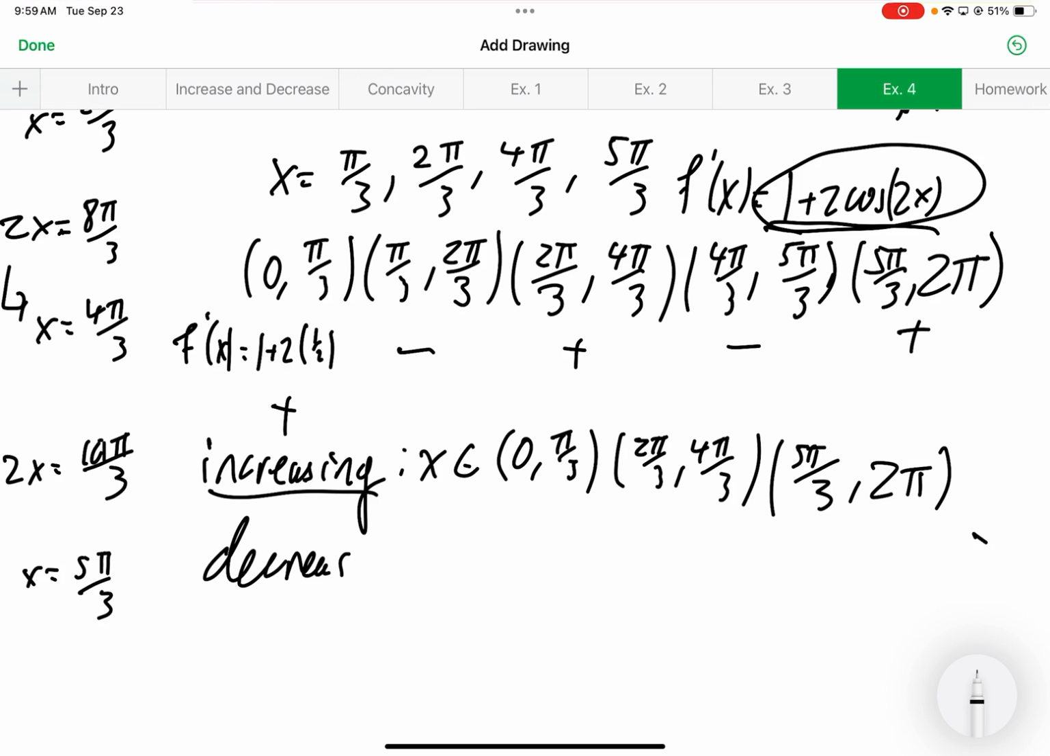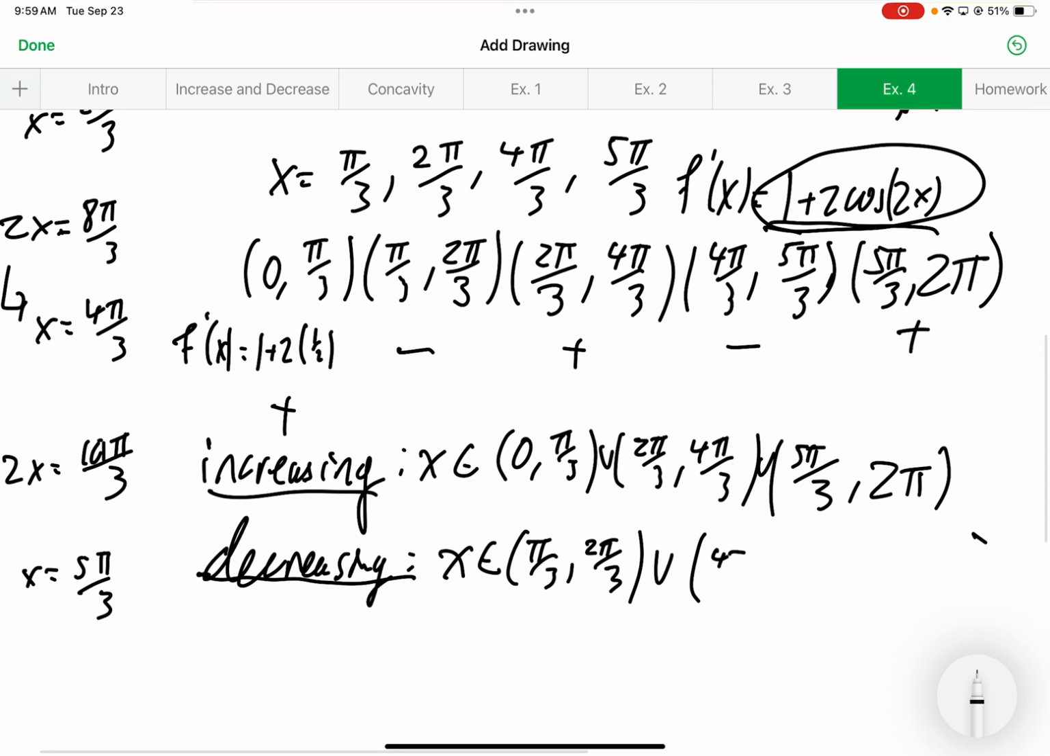And then decreasing when x is an element of pi over 3 to 2 pi over 3. I forgot the union each time. Darn it. Unioned with 4 pi over 3 to 5 pi over 3. And then that's it. Just 2 intervals of decrease.